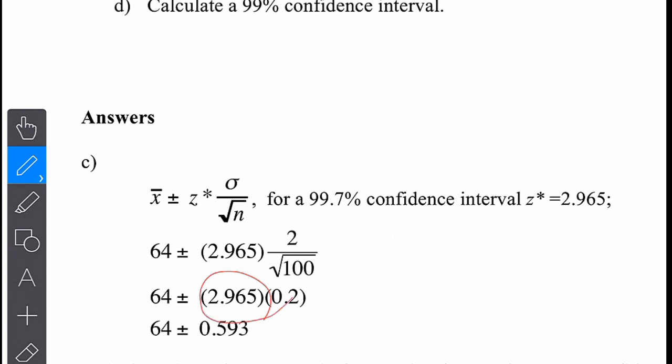So the larger the level of confidence, the larger the Z star, right? You're going to have a wider confidence interval. So the Z star is going to be higher. Okay?